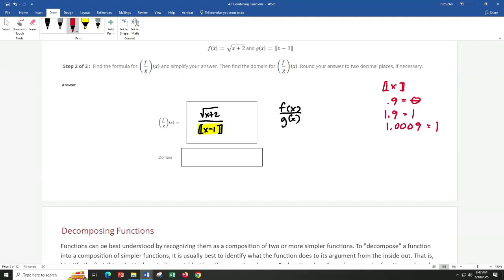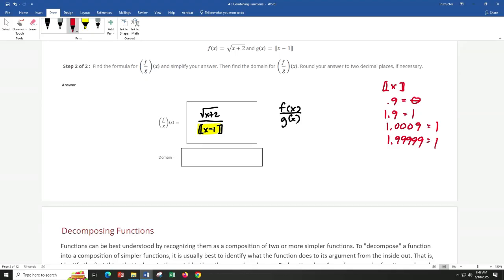Yeah, 1. How about 1.9? Still 1. Still 1. You notice what's happening. It's always dropping back down to what? 1. That kind of helps y'all see how it works.